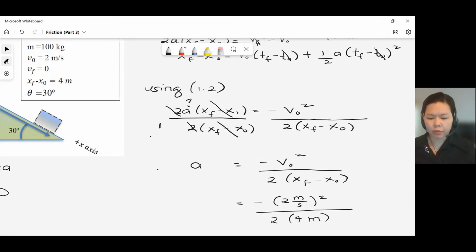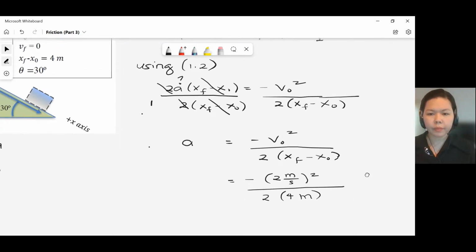Using your calculator, this is negative. You only square the 2. So the numerator is still negative divided by positive, so the answer is negative. You should get an answer of negative 0.5, and the unit is meters per second squared.